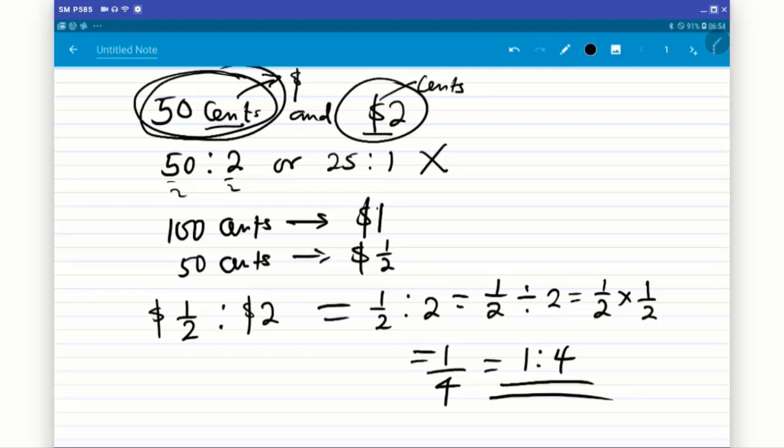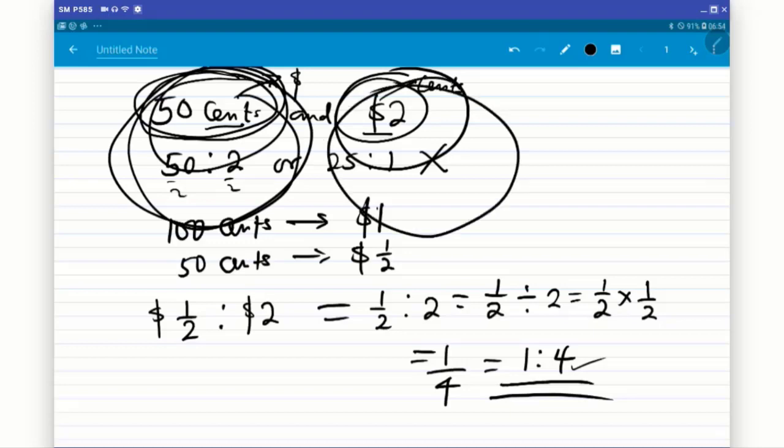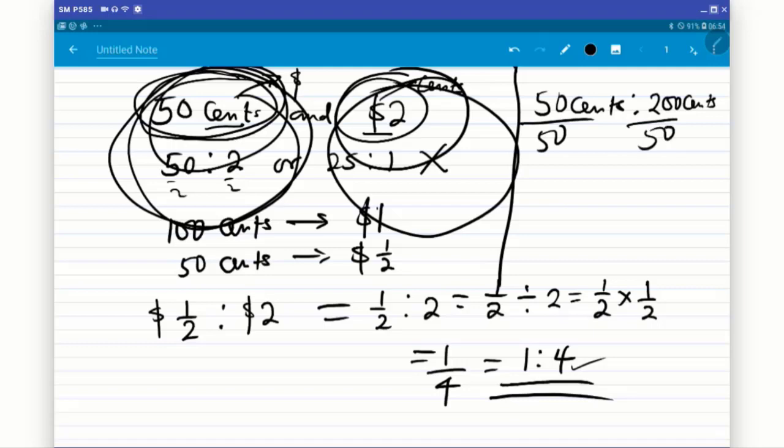It simply means $2 is 4 times 50 cents. That's what that means. We have 4 of 50 cents in $2. So the two quantities must be in the same unit. You can also change your $2 to cents. So I will have 50 cents ratio 200 cents. Divide both sides by their common factor, and that will give 1 ratio 4, the same way. So you get the same answer there.